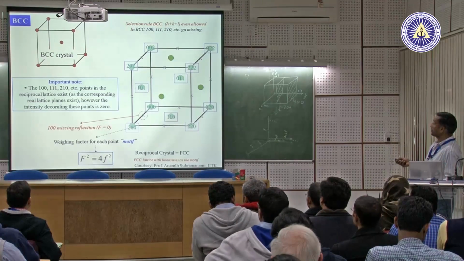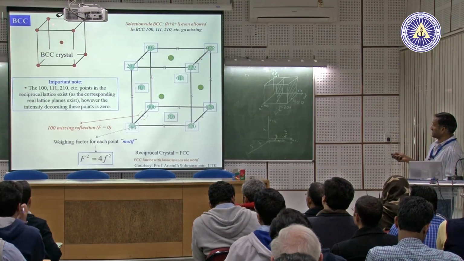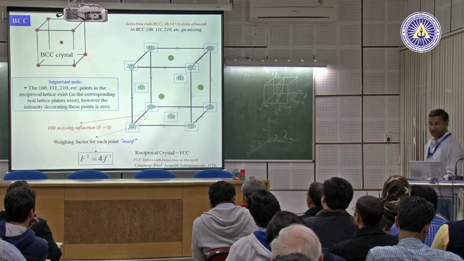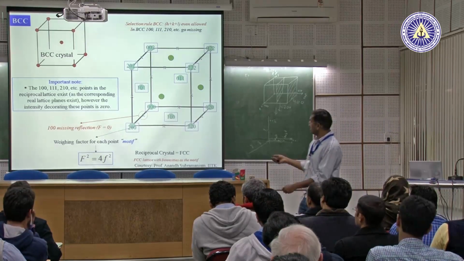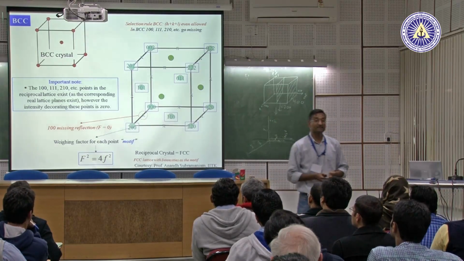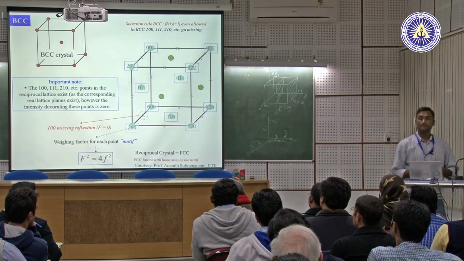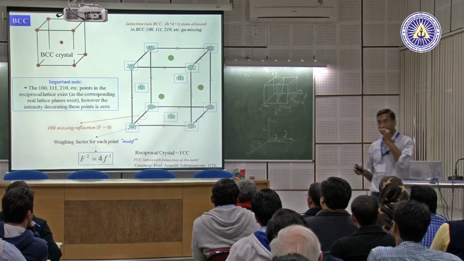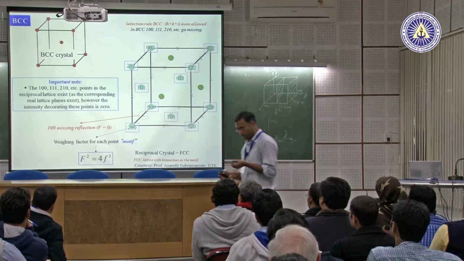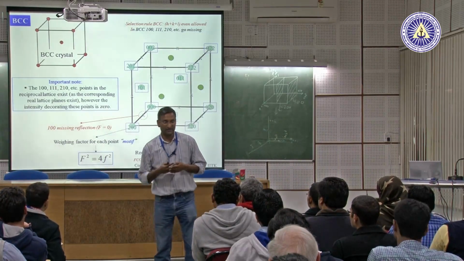However, when you do the same thing on BCC, so this is a BCC crystal, you derive the primitive lattice vectors. What are the primitive lattice vectors for BCC?